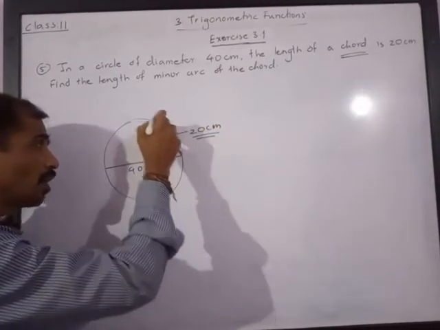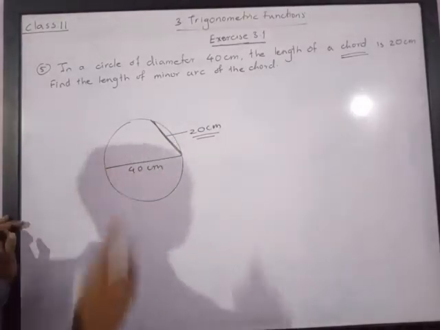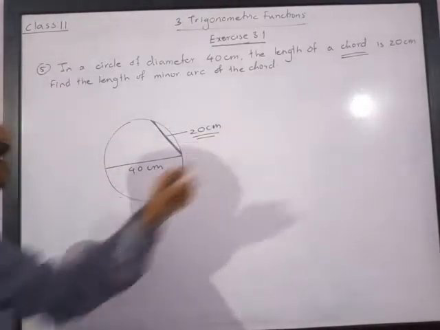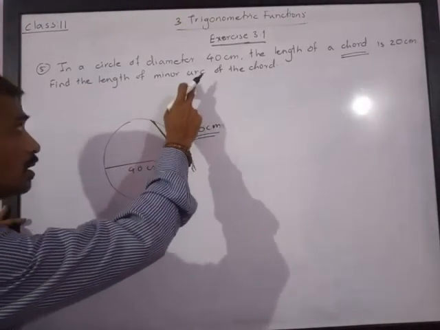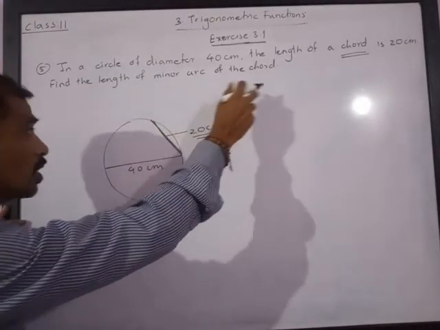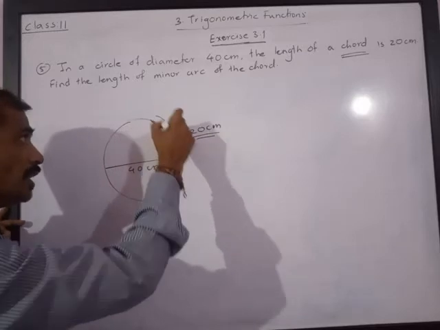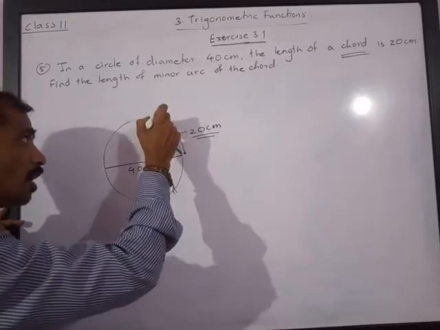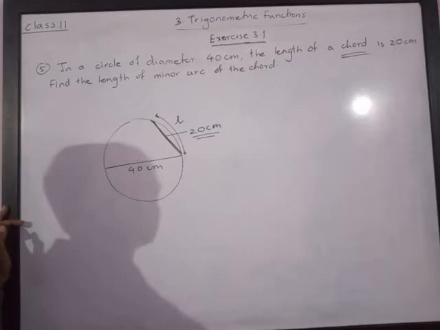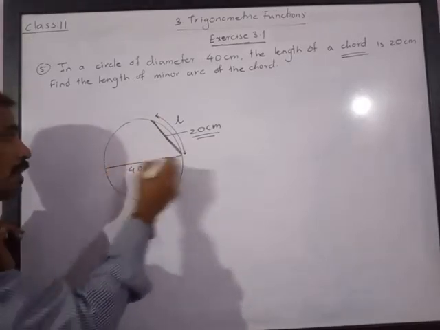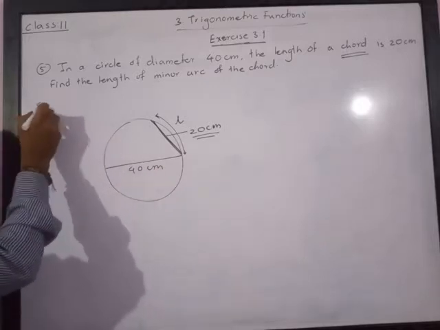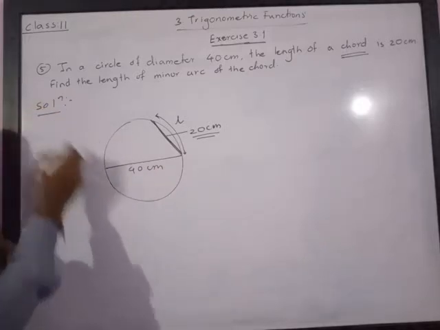This time we are not given the length of the arc, but we are given the length of the chord as 20 centimeters. Find the length of the minor arc of the chord. So we are asked to find the length of the minor arc. This L is asked. Now try to understand. Here the diameter is 40 centimeters, so let us write the solution. Whatever is given, we write.